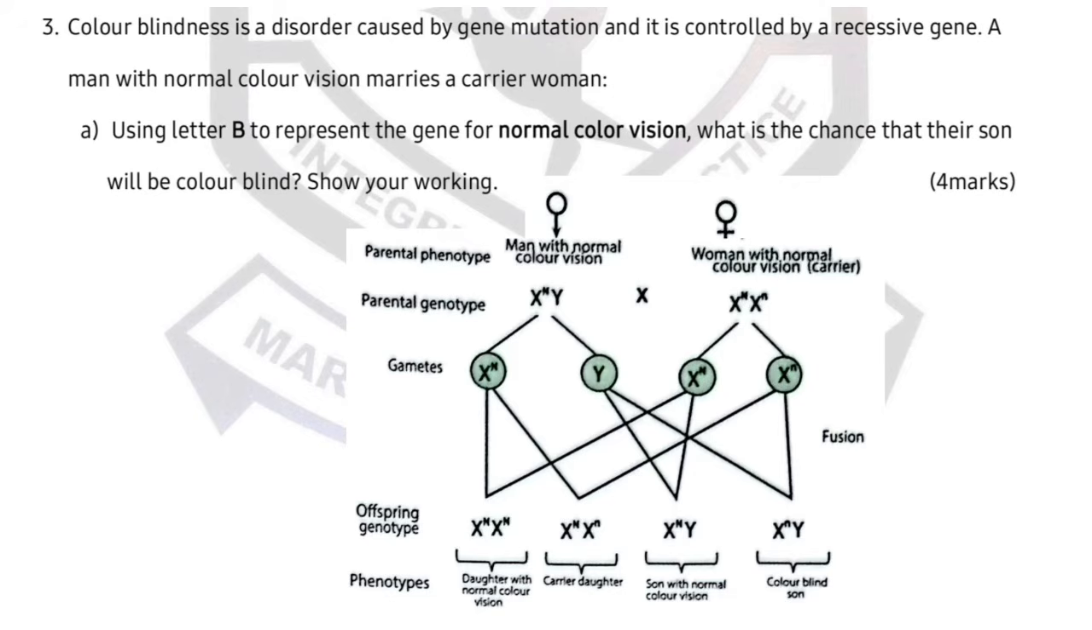So if we look at the genotypes, what are we going to observe? We can clearly see that, yes, there's going to be a possibility of having 2 sons, right? That is always the case. One son is going to be normal, the other is going to be colorblind. So what is the chance that their son will be colorblind? So we are focused on the sons. Since one will either be normal and the other will be colorblind, that means the chance is 50% or a half.